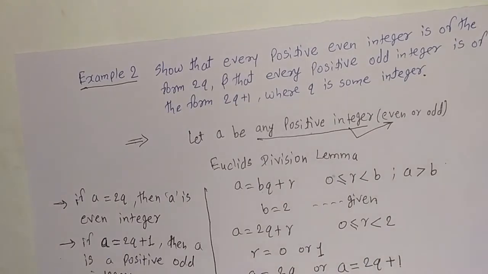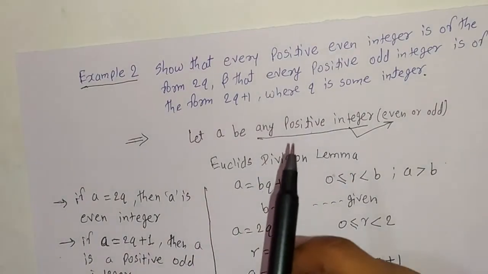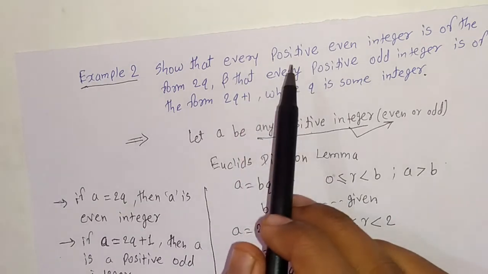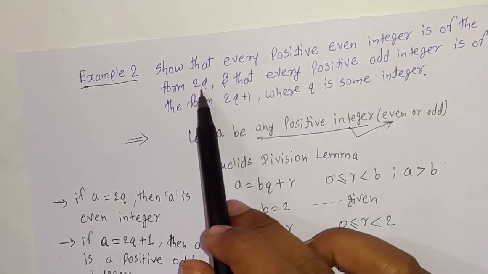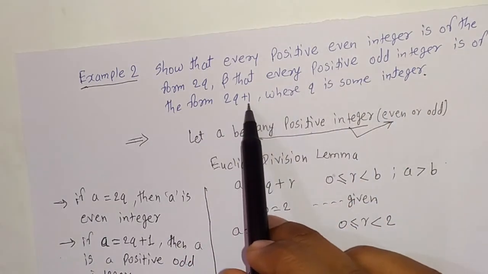This is the final answer. You have to write in this form. So let's see one more time what we have done here. We have given a problem here. You have to prove that every positive even integer is of the form 2q. Every positive odd integer is of the form 2q plus 1.